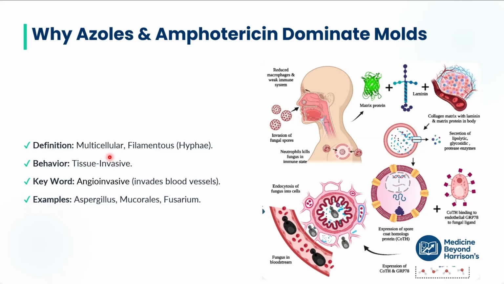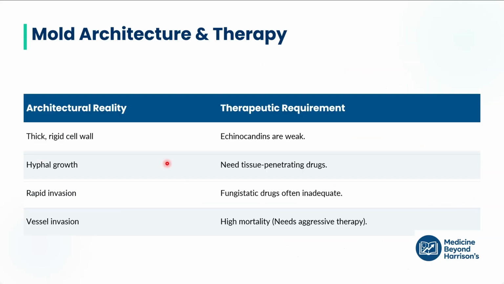Now, molds are multicellular and filamentous, and they divide by hyphae formation. Their behavior is that they are tissue invasive and also angio-invasive, invading blood vessels too. For example, these are Aspergillus, Mucorales, and Fusarium. Aspergillus has further species: niger, fumigatus, and flavus, whereas Mucorales cause mucormycosis. As for mold architecture, it has a very thick, rigid cell wall, so echinocandins are very weak molecules to attack it.